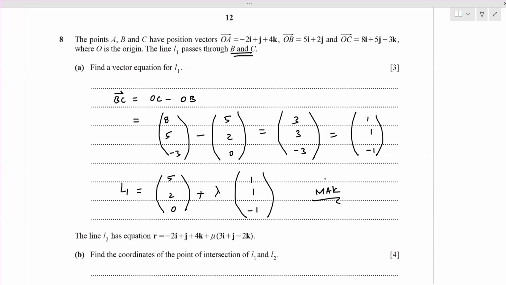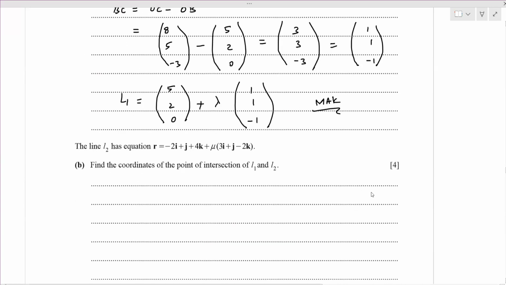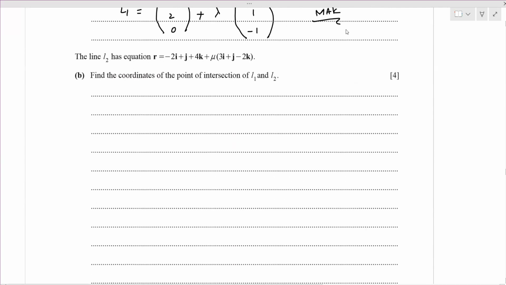After that, what we have in the second part? The line L2 has equation this. Find the coordinate of the point of intersection of L1 and L2. Let's calculate. The line L1 and L2. L2 I am writing first. What is the L2? In column form.